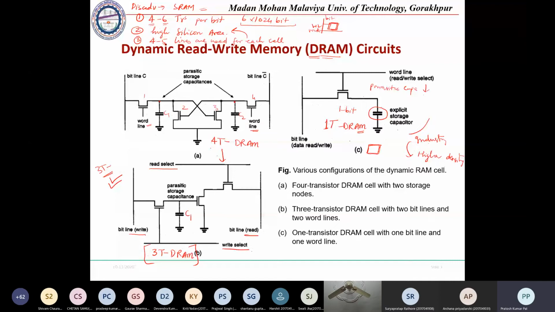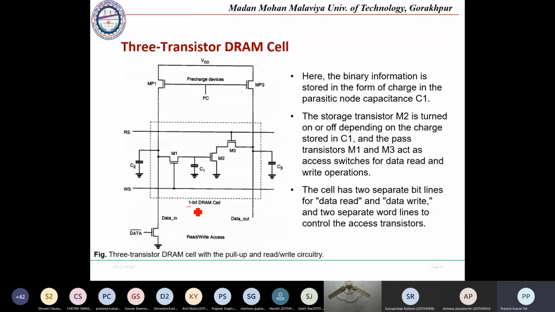So now we will see the operation of 3T dynamic RAM, the 3 transistor dynamic RAM. This is the 1 bit dynamic RAM cell that is of 3T.